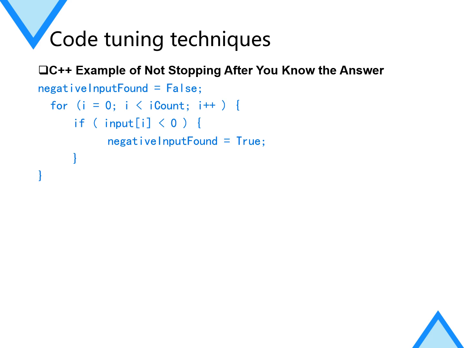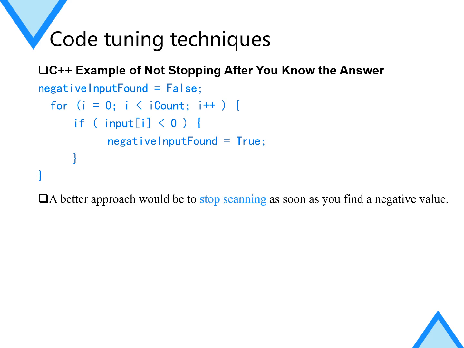So this code will produce no error, but it is consuming processing time and resources for nothing. So we need to stop the execution if they know the answer. Even if they know the answer, it will complete the loop. So this is the disadvantage of the for loop as well. So what will be a better approach?